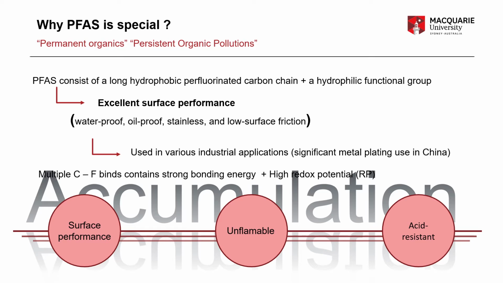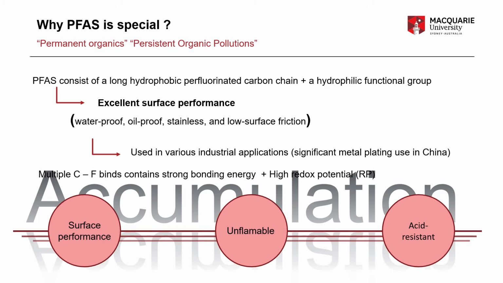PFAS are called permanent organics and persistent organic pollutants. So why is PFAS special? Because PFAS consists of a long hydrophobic perfluorinated carbon chain plus a hydrophilic functional group. This provides PFAS with excellent surface performance: waterproof, oil-proof, stain-proof, and low surface friction. Imagine a material with these characteristics; it may be used in various industrial applications to reduce economic cost. Of course, this material was widely used in the metal plating industry in China.